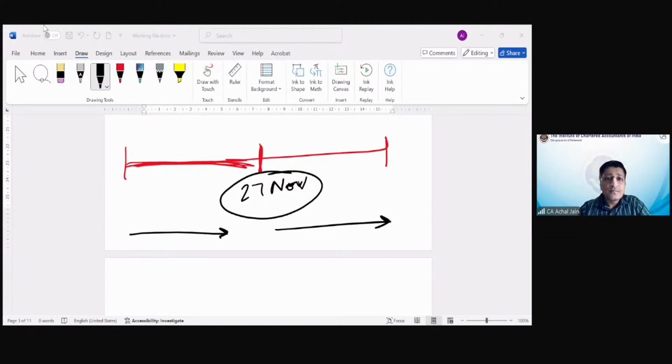Okay, clear on this? Tambeshwari, you are clear? Quickly? Yeah, okay, all right. So great.